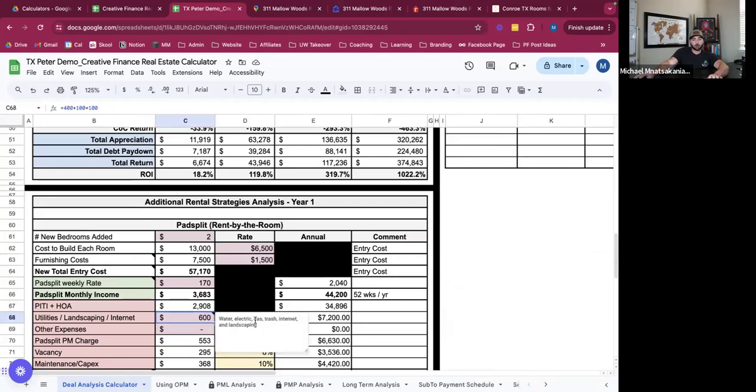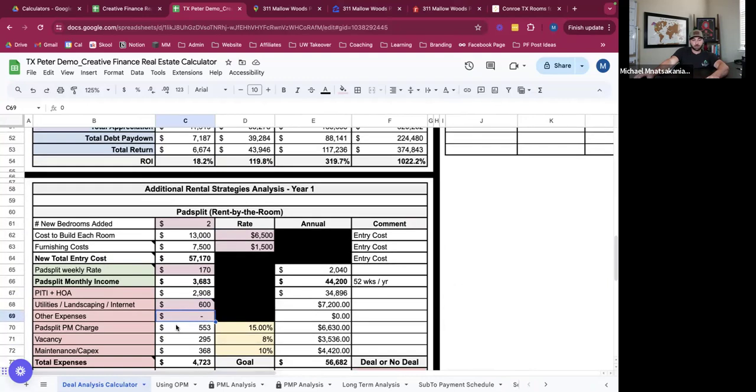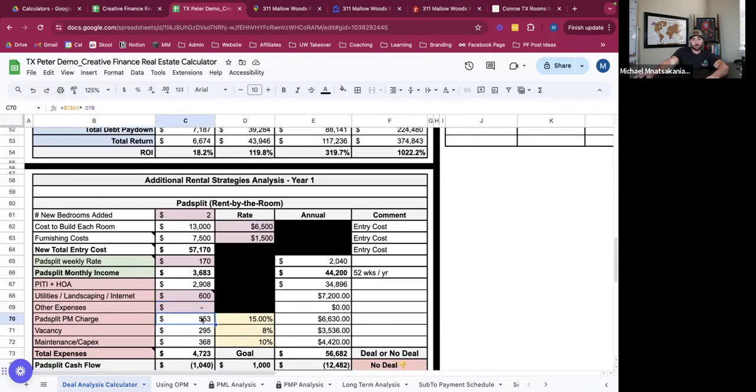You have $600 for water, electric, gas, trash, internet, and landscaping. That's an estimate. You have to be knowledgeable about the market you're investing in to know if that's a solid amount to estimate for that, but we'll stick with that. Pad split, this says 15%.